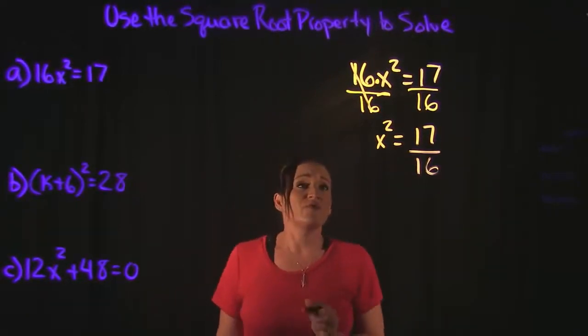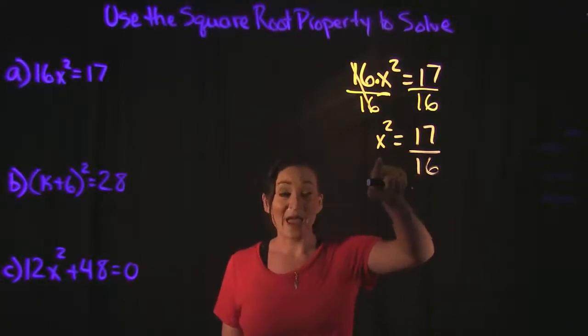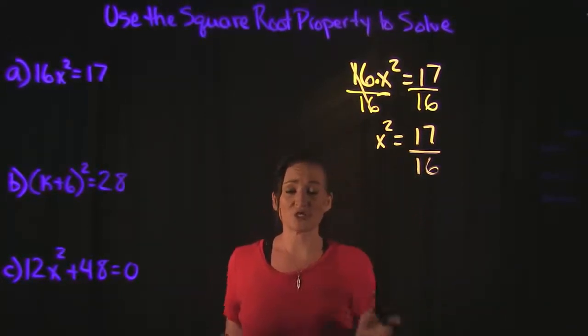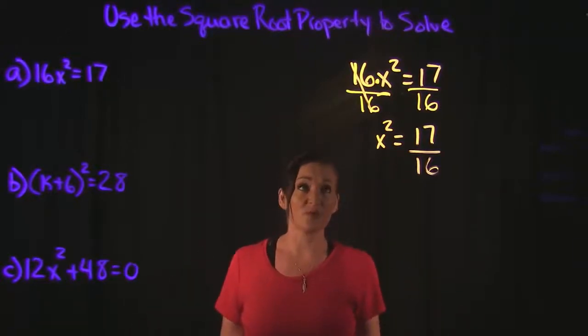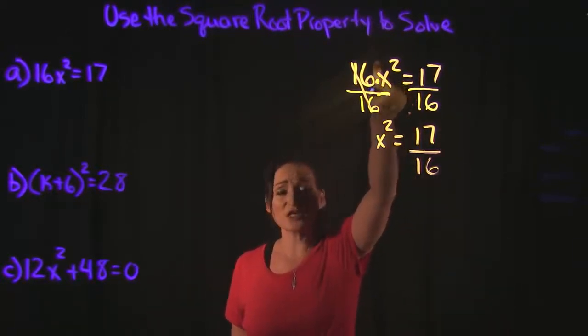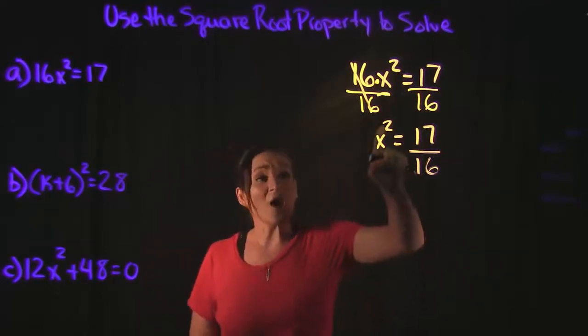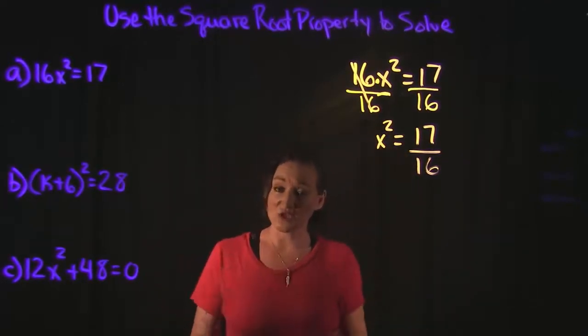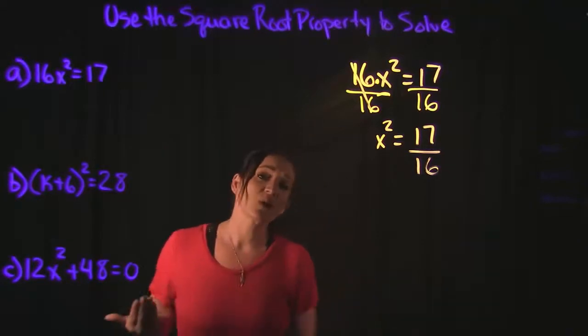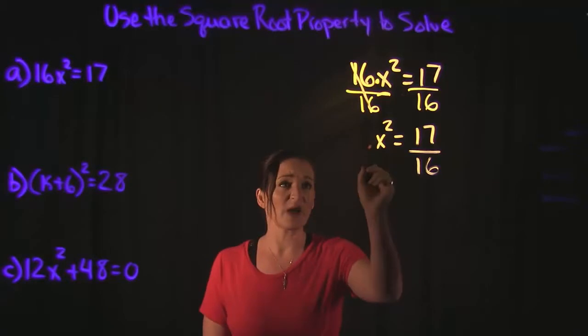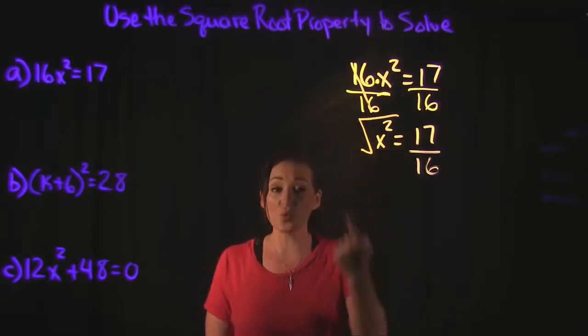In order to finish this problem and solve for x, what we need to understand is when we solve equations, we typically do the opposite of what we have. Opposite of multiplication is division. Opposite of addition is subtraction. Well, the opposite of a square is a square root. And that's why we're going to use a square root in order to solve this, because to get x by itself, we need to take the square root of it.